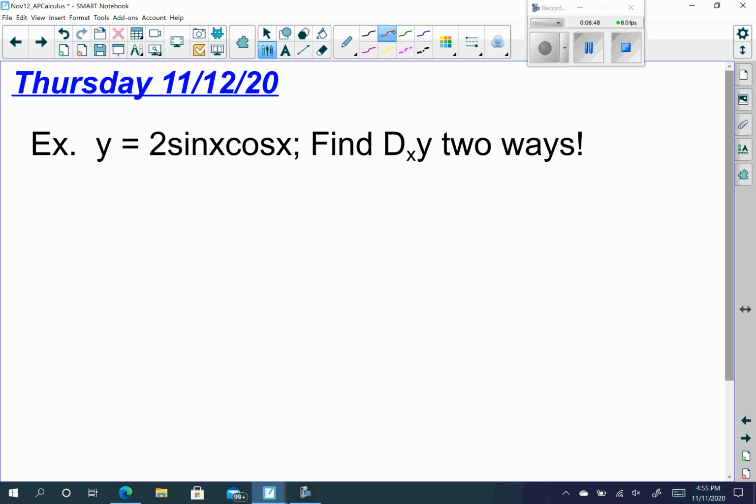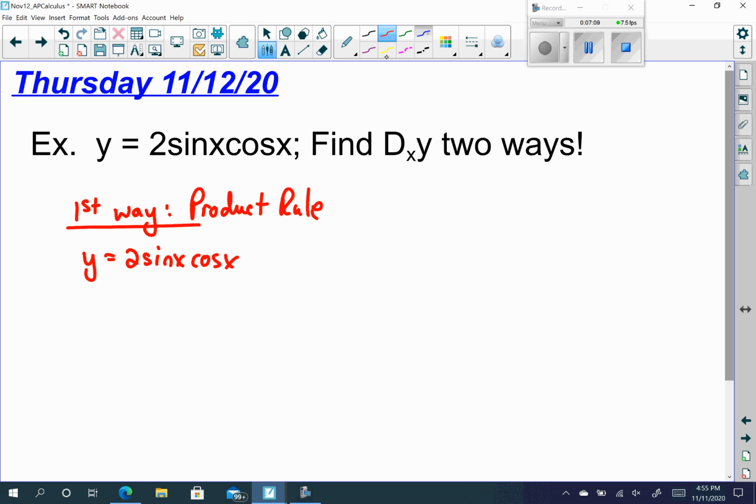And it really just looks at the function here. Can we rewrite it a different way? And yes, we can. It is an identity, and that's where we're going to go from this. So the first way is just to leave it as it looks with y equal to 2 sine x cosine x using the product rule.